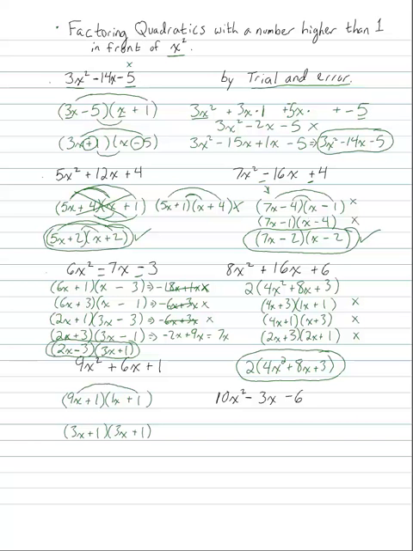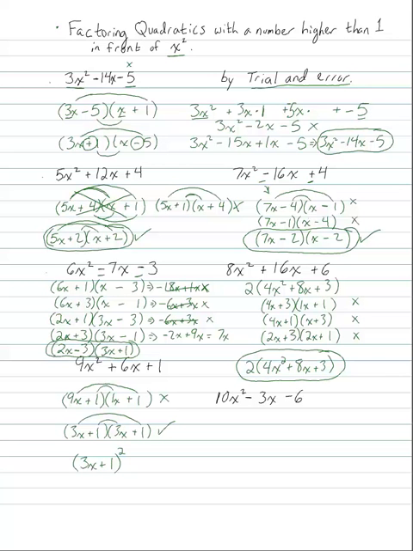So I can try my first one. 9x times positive 1 is 9x. Plus 1 would be 10x. That's not going to work. 3x times 1 is 3x. Plus 1 times 3x is 6x. So this is going to work. This is not written in the most simplest form though. So I do want to write 3x plus 1, something times itself, squared.